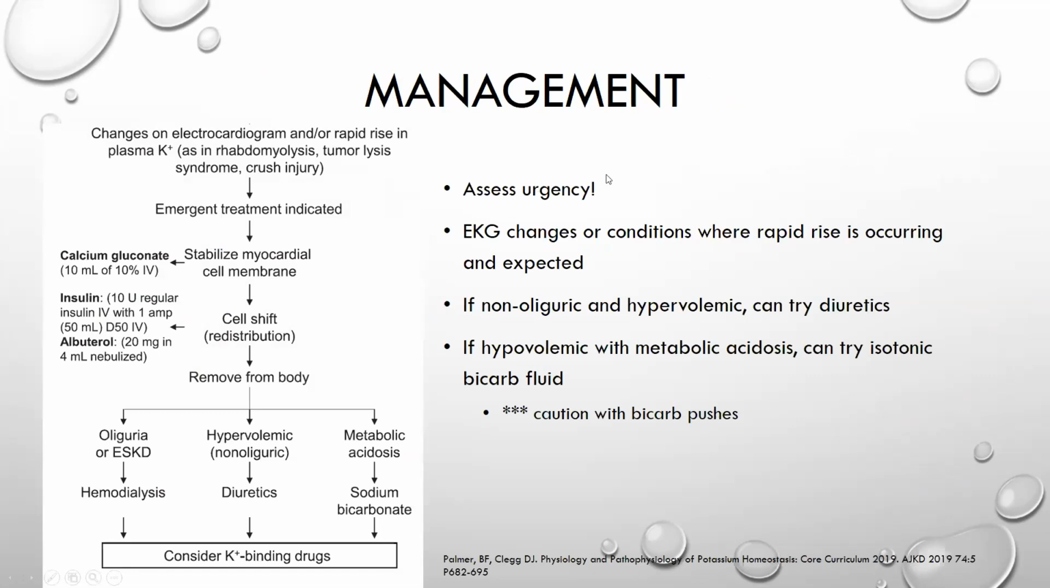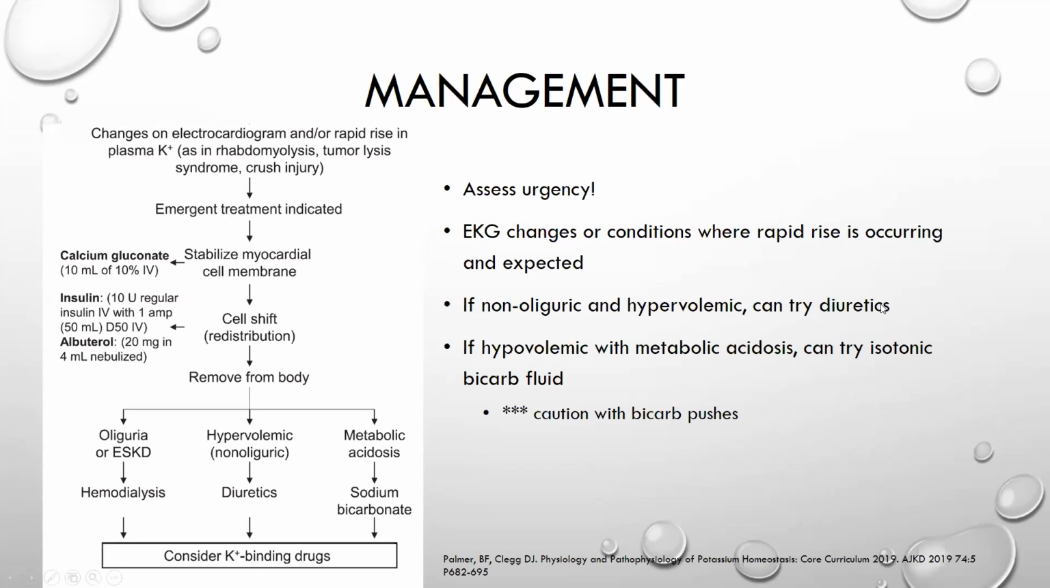Obviously, assess the urgency first. Assess the patient as a whole, see if there's a condition where you're expecting a rapid rise in potassium, such as very bad rhabdomyolysis. And if the patient is non-oliguric and hypervolemic, we can try some diuretics. And again, we can try to give some bicarb in patients who are hypovolemic, where they need the additional volume with metabolic acidosis. I do just want to point out that we got to be cautious with bicarb pushes.